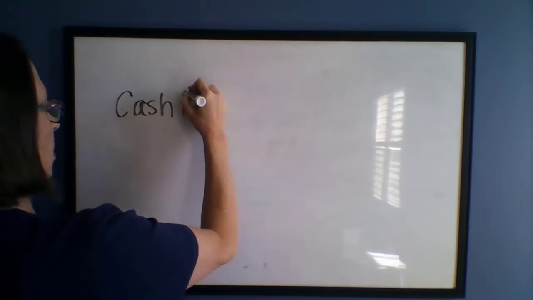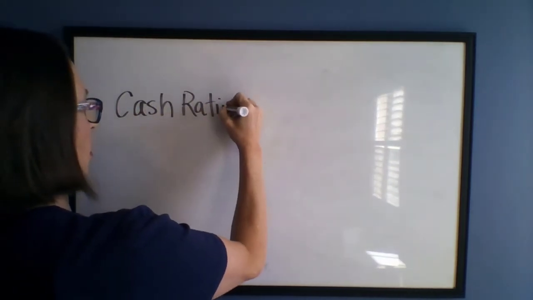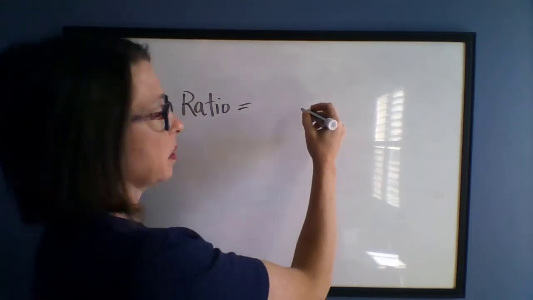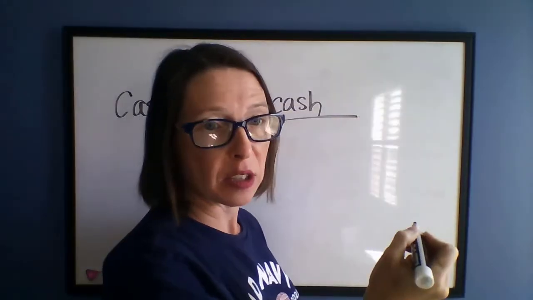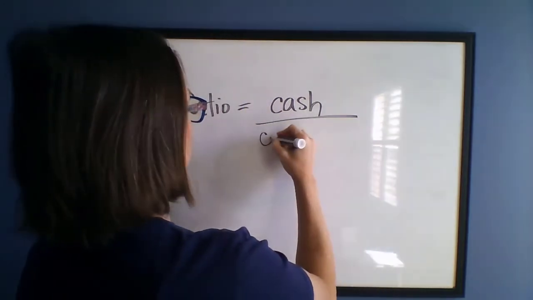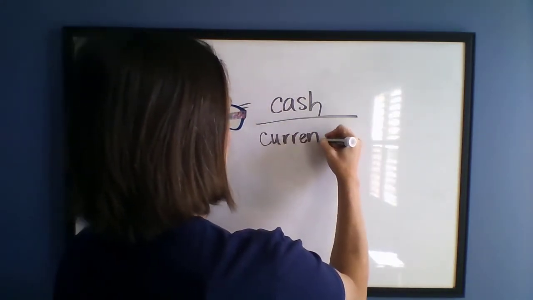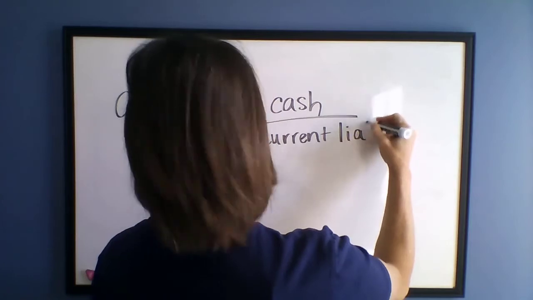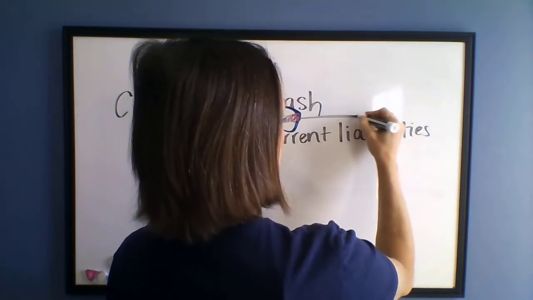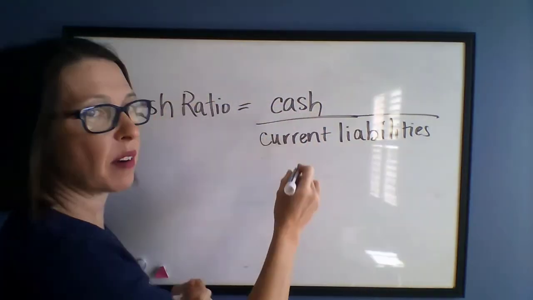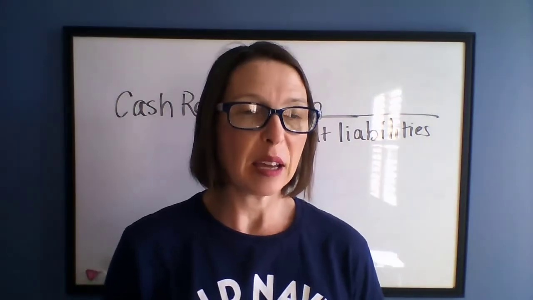Another ratio we can look at is called the cash ratio. This is simply cash, which should be easy to find, divided by your current liabilities. Hopefully this one will be easy to remember as well. Your cash ratio is cash divided by your current liabilities.